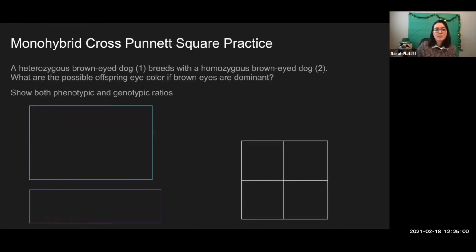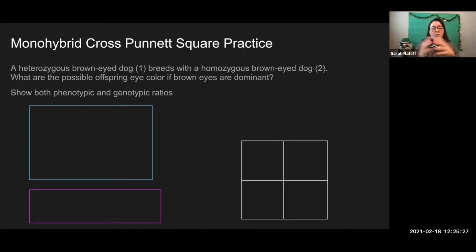So let's practice together. In our problem here, a heterozygous brown-eyed dog, we'll call this dog 1, breeds with a homozygous brown-eyed dog, we'll call that dog 2. So one is heterozygous, one is homozygous. They both have brown eyes. What are the possible offspring eye colors if brown eyes are dominant? Show both phenotypic and genotypic ratios.